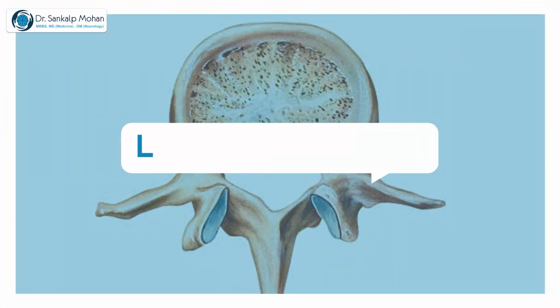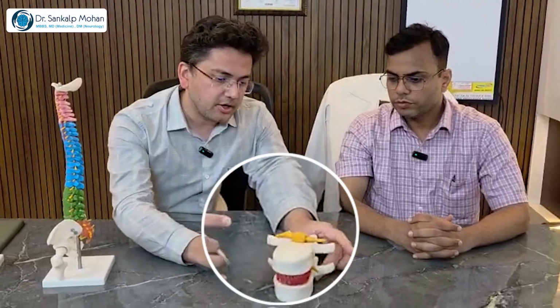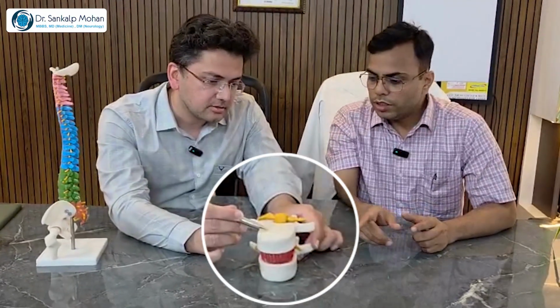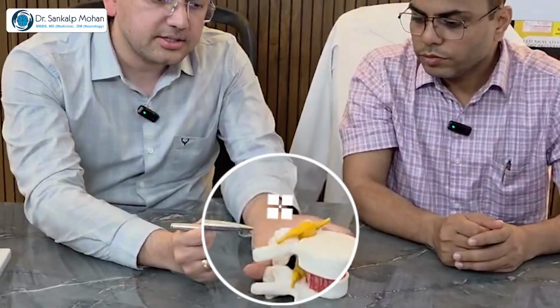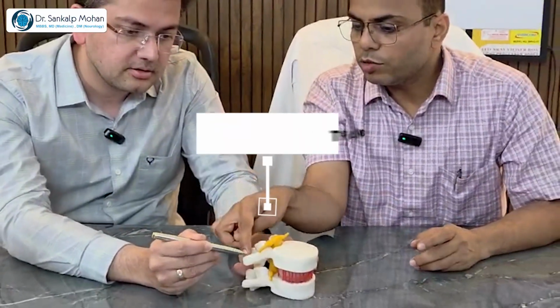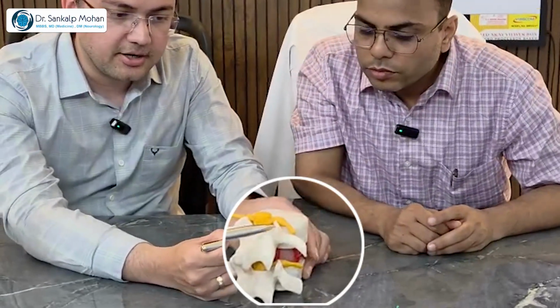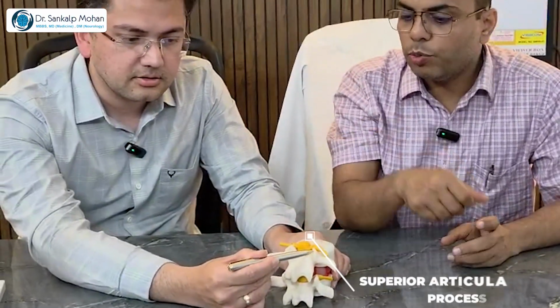So now we would be discussing the parts of the lumbar vertebra. So Dr. Manoj, what is this part? This part is vertebral body. Okay. What is this part? This is transverse process. Good. What is this part? This is superior articular process.